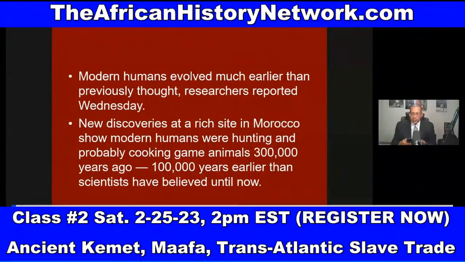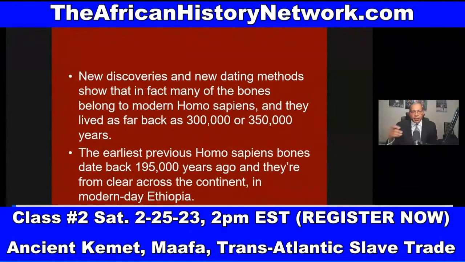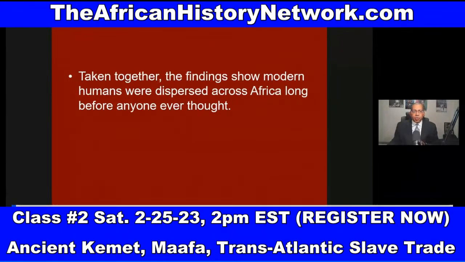This is over 100,000 years earlier than the discovery in Ethiopia that dates back about 195,000 years ago. New discoveries and new dating methods show that, in fact, many of the bones belong to modern Homo sapiens, and they lived as far back as 300,000 or 350,000 years ago. The earliest previous Homo sapiens bones date back 195,000 years ago, and they're from clear across the continent in modern-day Ethiopia. Taken together, the findings show modern humans were dispersed across Africa long before anyone ever thought.